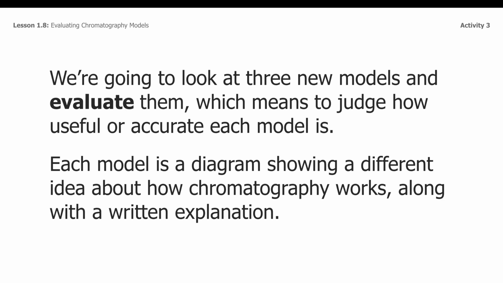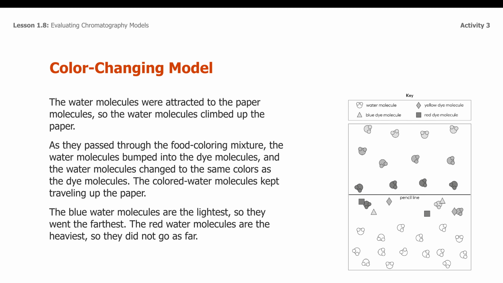So we're going to look at 3 new models and how to evaluate them, which means to judge how useful or accurate each model is. So each model is a diagram showing a different idea about how chromatography works, along with a written explanation. So here are the models, and I'm just going to quickly read through them so that could be helpful for you when you do the assignment. If you are having trouble with reading the assignment, you could just look at this video and I'll be reading it to you. So the color changing model is one model.